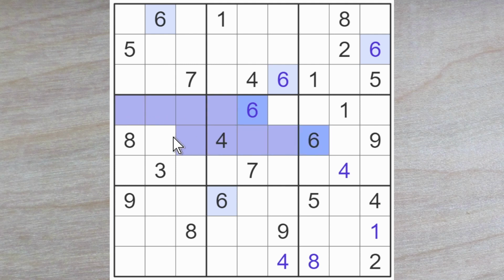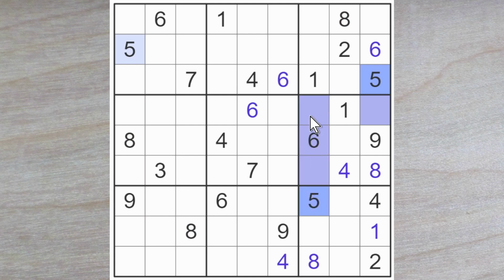Now these 6s block over, so a 6 must go here or here. We only need a 3, 7, and an 8 for these squares here. And there's a 3 and a 7 blocking this square, which therefore must be an 8. The 5 blocks down and this 5 blocks up, so here's a 5.